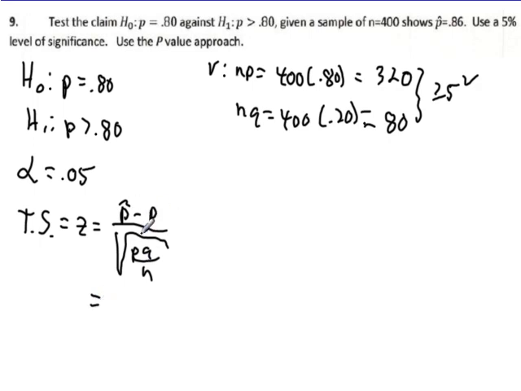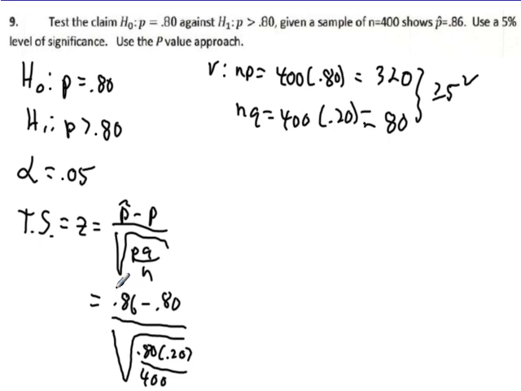We have all the numbers that we need to plug in. P hat was our 86%. P, the original proportion, we're assuming is 80%. We divide by the square root of pq over n, so I want to use my original p, which is 0.80. The complement to that is 0.20. We should always use the original p and q in this formula as long as the original p is given, so be careful of that on your exam. And then we're going to divide by n, which was 400.